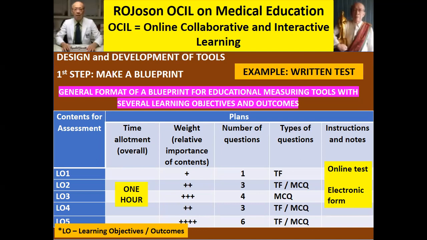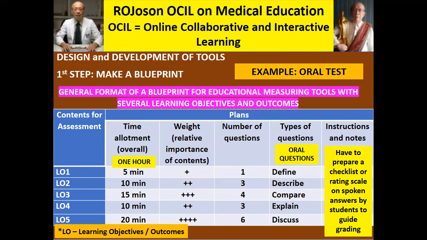So this is an example of a blueprint for a written test. So time allotment overall, example 1 hour, relative weight shown here, the least weight up to the highest weight plus 4, the number of questions for its learning objectives, type of questions to be asked for its learning objectives, and then a note here will be, should it be an online test or in electronic form, or other types of notes that the test tool developer intends.